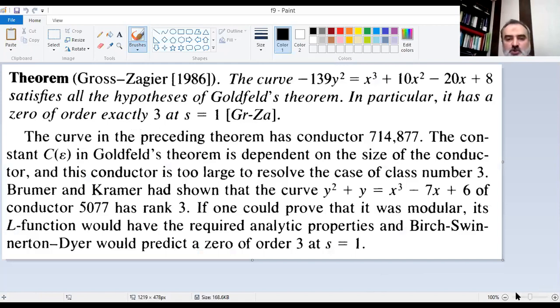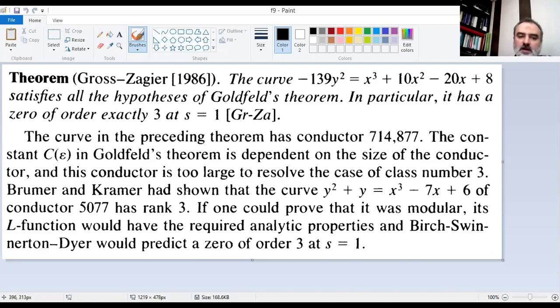Remember what we were trying to do: the Stark and Baker methods did not solve the class number 3 problem. That's why we are going to elliptic curves, and that's what Gross and Zagier did. They provided us with an elliptic curve. But this elliptic curve has a rather big conductor. So if you compute c of epsilon in Goldfeld's theorem, it's a bit too large to do the computations for the class number 3 problem.